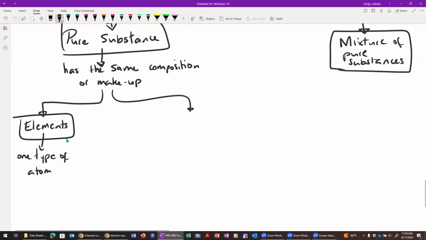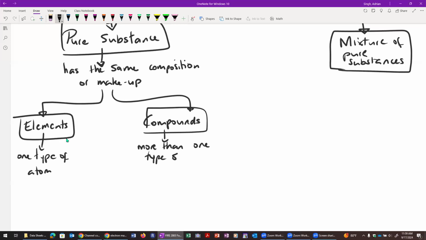And then the other type of pure substances that we're going to encounter, and these are probably more common than the pure elements, individual elements themselves, are called compounds. And compounds are made up themselves of more than one type of atom combined in a fixed or definite ratio.